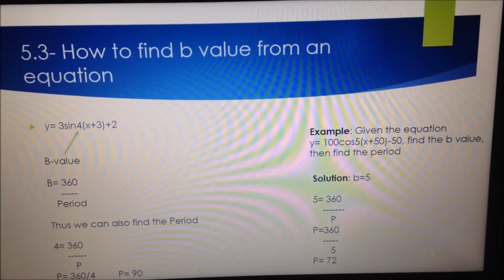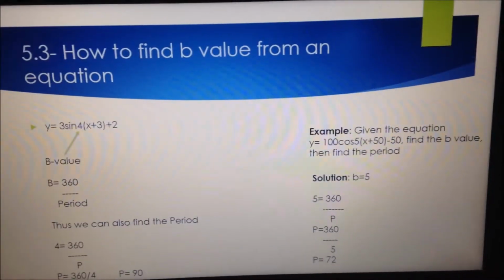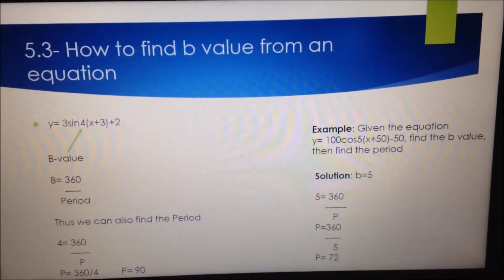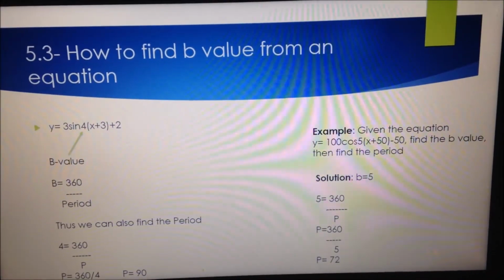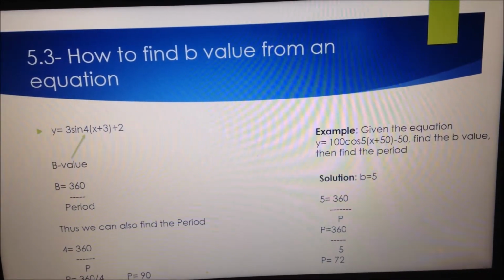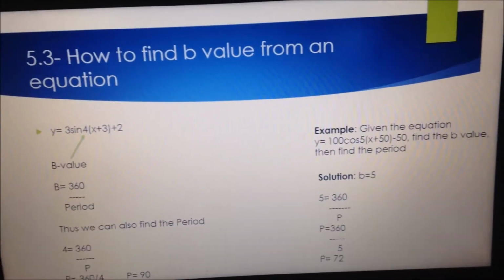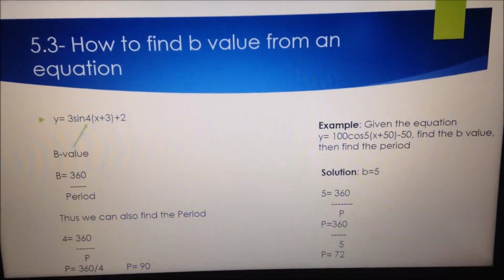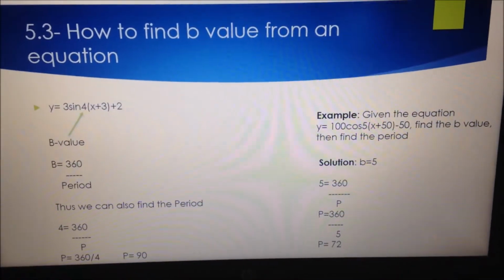Given the equation y equals 100 cos 5x plus 50 minus 50, find the B value, then find the period. Well, we know the B value is 5. And therefore we could just rearrange for the period, so it would be 360 divided by 5, and we know the period is 72.